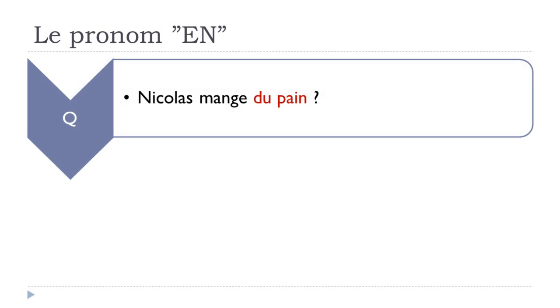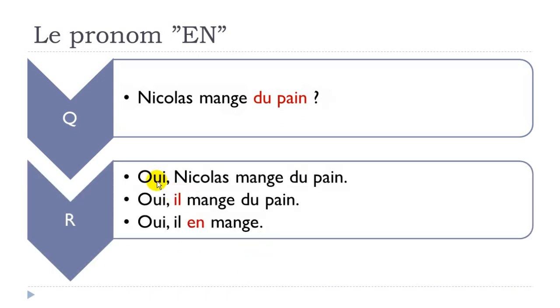So if you have a question like Nicolas mange du pain, so of course first possibility that you could have would be to answer oui, Nicolas mange du pain. So manger is to eat, du pain, some bread. Okay, in that case that's really the partitive form. So you don't want to specify the quantity, but it's some. So you repeat everything.